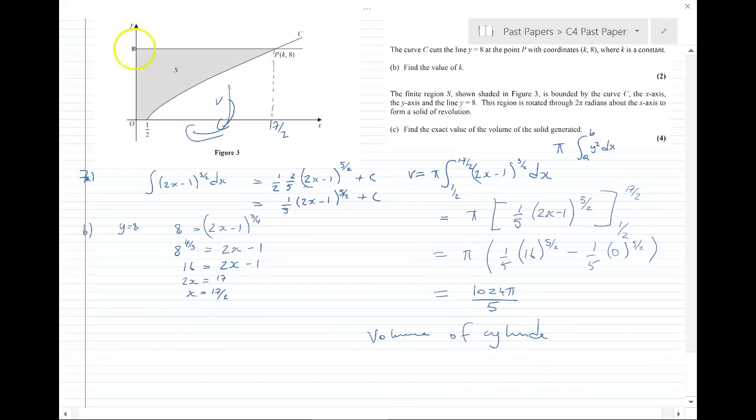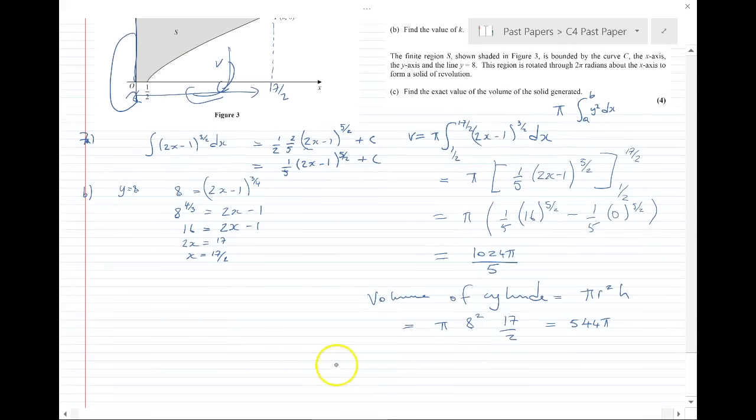Well, the radius of this cylinder, because that will be the thing that's rotated, will be equal to 8. We know it's pi r squared h. So the radius is 8, and the height of this cylinder will be 17 over 2. So that's equal to pi times r squared, so that's 8 squared times 17 over 2. So that's equal to 544 pi.